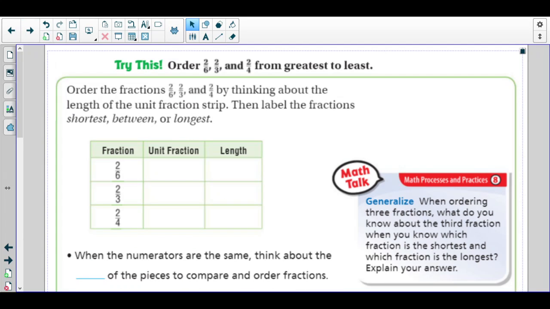So what we're going to do here, we're going to order 2/6, 2/3, and 2/4 from greatest to least. So if we look at this example right here, 2/6, we want the unit fraction. So it's going to be 1/6. The unit fraction for 2/3 is 1/3. Remember, a unit fraction is 1 over whatever it is it's being divided into. And then 1/4.